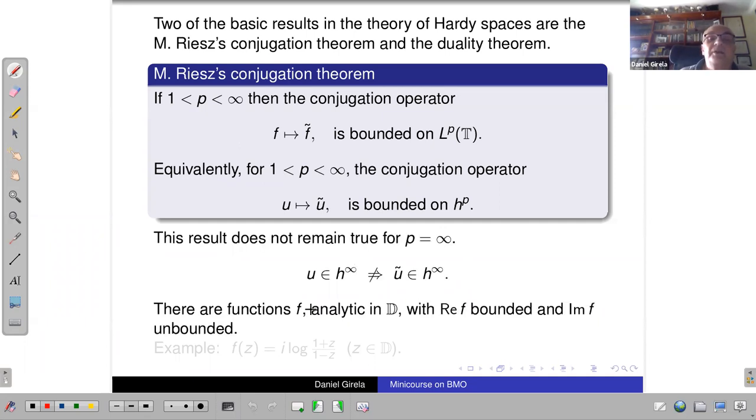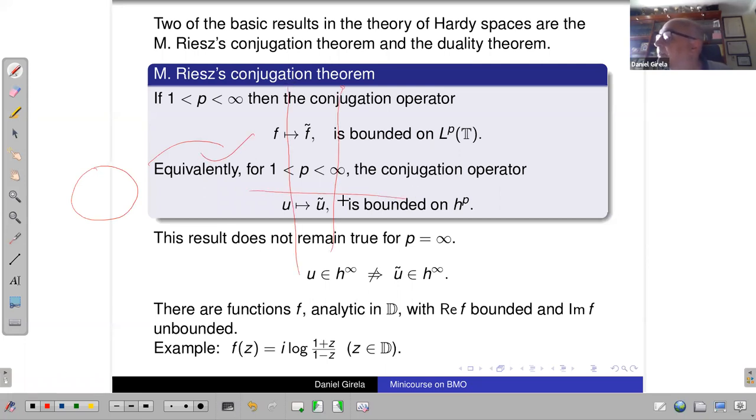In fact, if a function is in H^infinity, its conjugate function may not belong to H^infinity. There are functions which are analytic in the disk such that the real part of f is bounded, but the imaginary part is unbounded. I guess the simplest example is f(z) = i log((1+z)/(1-z)). This function sends the unit disk into a vertical strip. So we have the unit disk, and if we apply this function f, it goes to a vertical strip. So the real part of f is bounded, but the imaginary part is not. So the M. Riesz conjugation theorem is not true for p equal to infinity.